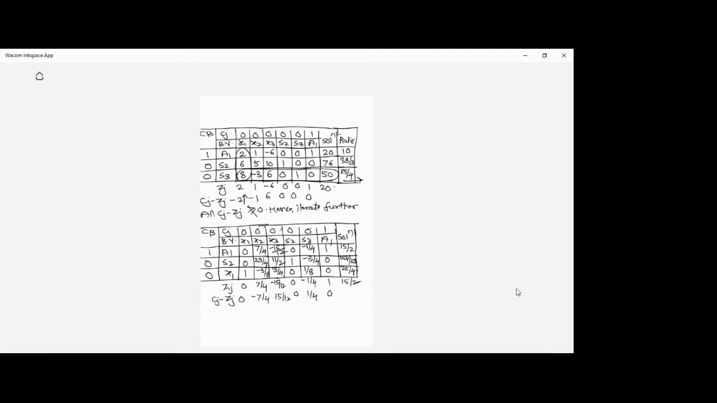So this is a minimization problem, and all Cj minus Zj values should be greater than or equal to 0. So this is not happening. We have one value which is less than 0. So hence, iterate further.